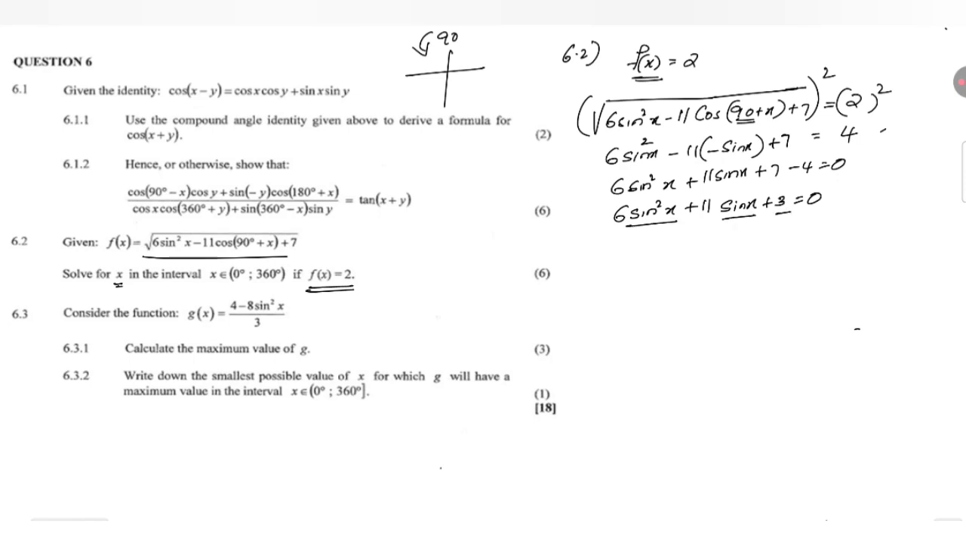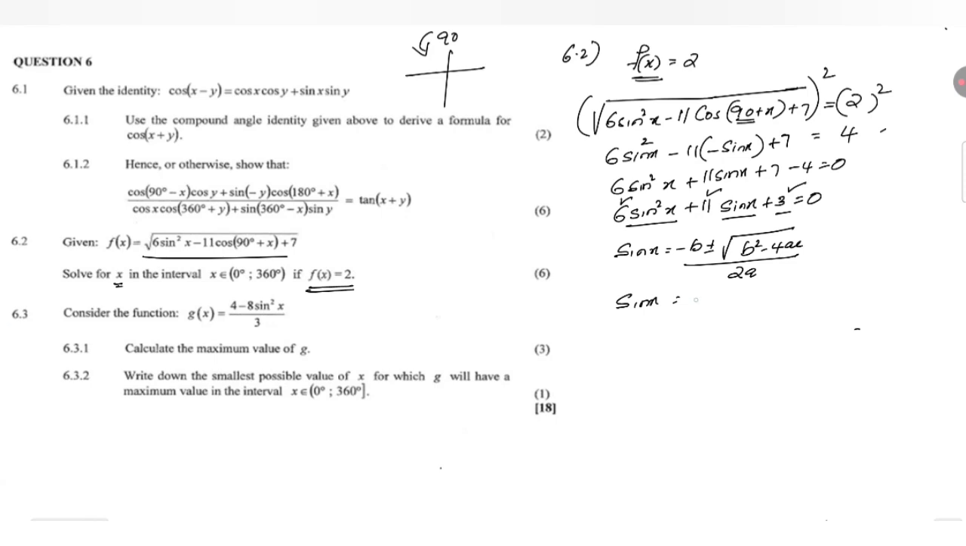So you can use the quadratic formula, where you have to write it like that: sine x is equal to minus b plus or minus, because this is a quadratic equation in sine, square root of b squared minus 4ac, all divided by 2a. That is sine x. You have to substitute b is 11, a is 6 and c is 3. When you do that, you will get two values of sine x, not x, sine x. Remember, this is a quadratic equation in sine.